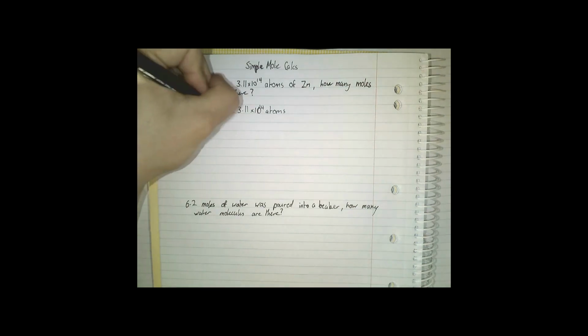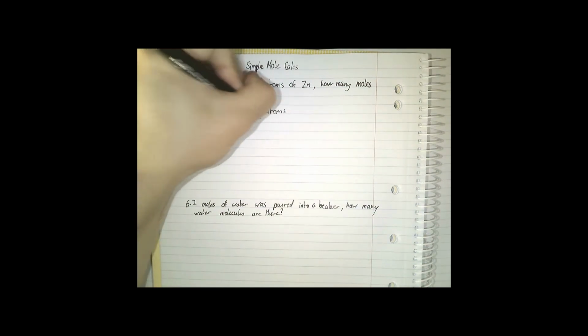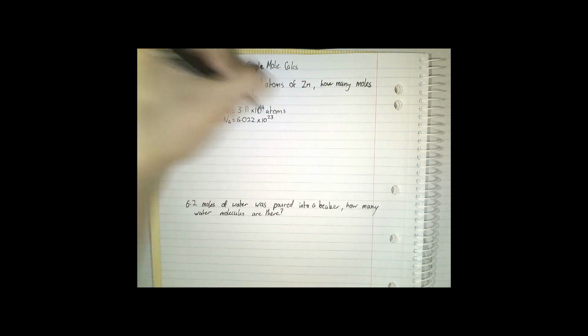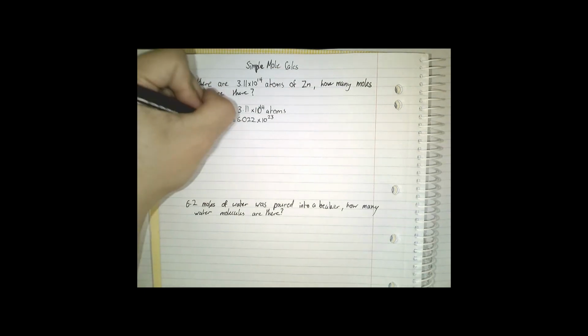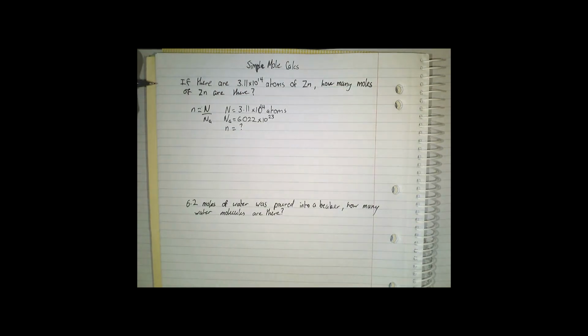We also know always the Avogadro constant, NA, is 6.022 times 10 to the 23. And what we're trying to find is the number of moles, and that's missing. Now, our equation is already set up in a way in which the number of moles is the subject. So if that's the case, then all we have to do is substitute and go from there.